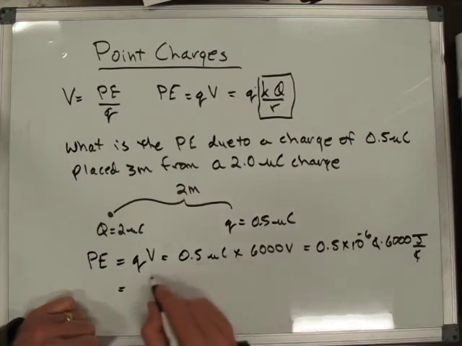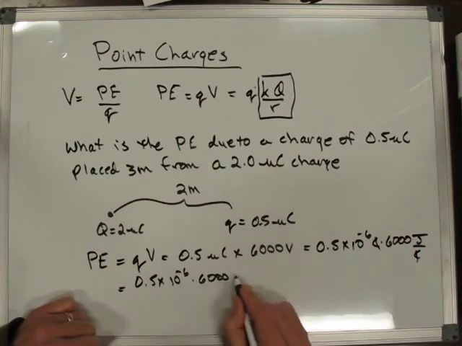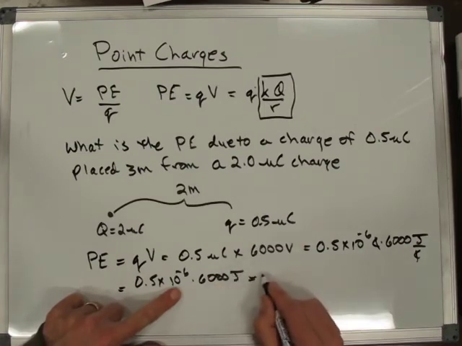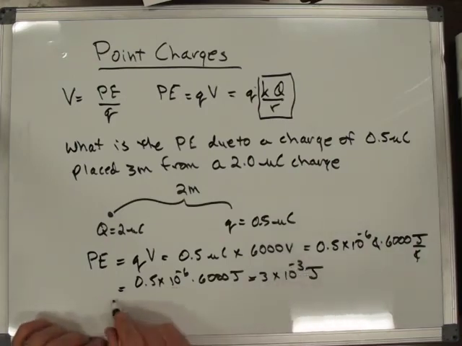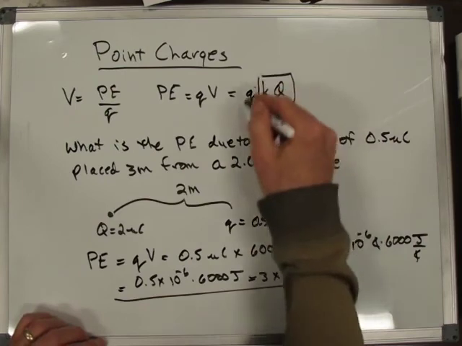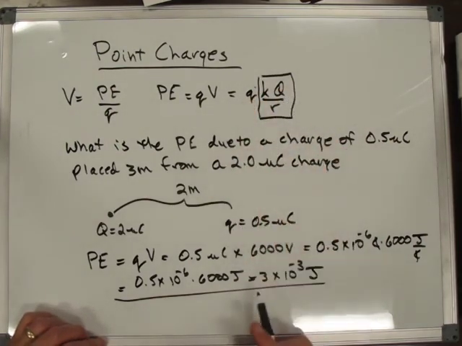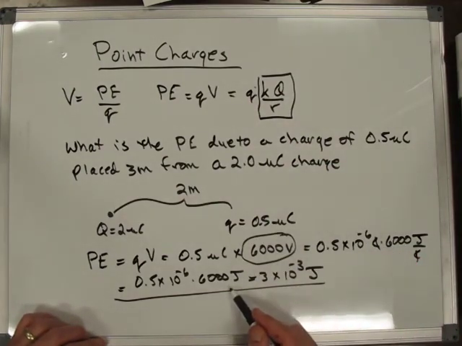And then this becomes 0.5 times 10 to the minus 6 times 6,000 joules. The coulombs cancel. 10 to the minus 6 times 10 to the third is 10 to the minus 3, and so this is 3 times 10 to the minus 3 joules. And so that's how much energy is stored there. I could have just used this formula and plugged in the k, the big Q, the r, and the little q, but we had already calculated this number in the previous video, and so I just used that one.